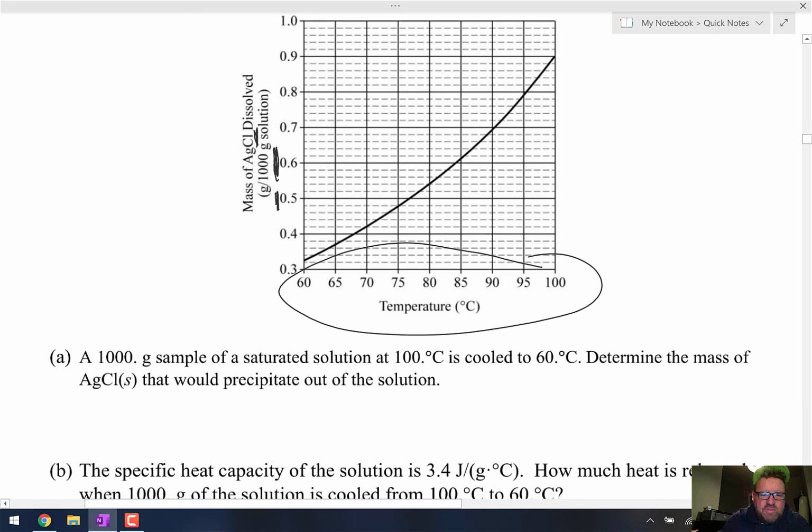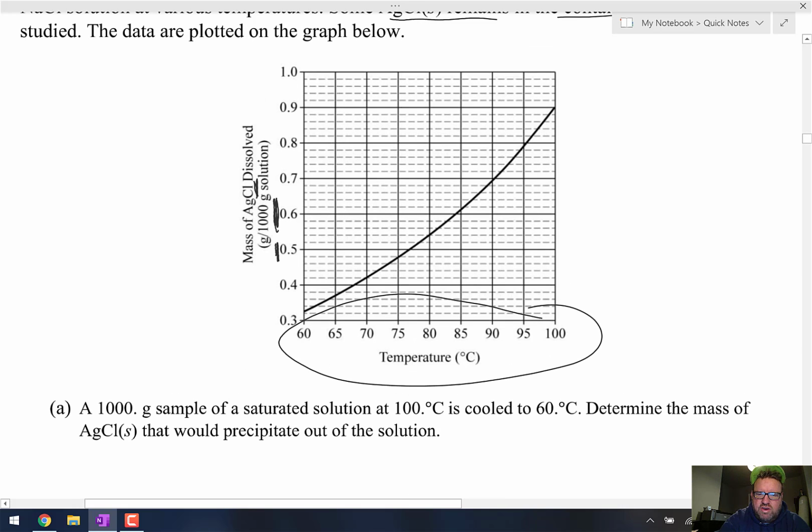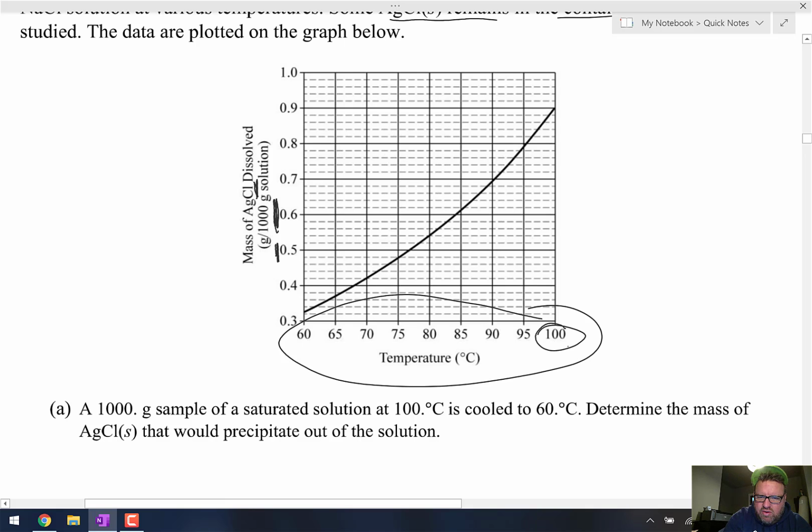So a 1,000-gram sample of a saturated solution at 100 degrees is cooled to 60 degrees. So it was at 100 degrees, and now it's cooled all the way down to 60. So how much of it was dissolved at 100 is 0.9. And how much is dissolved at 60? I would say each of those lines represents 0.02, right? 0.32, 0.34, 0.36, 0.38, and then 0.4. So this spot right here, I would say represents 0.32.